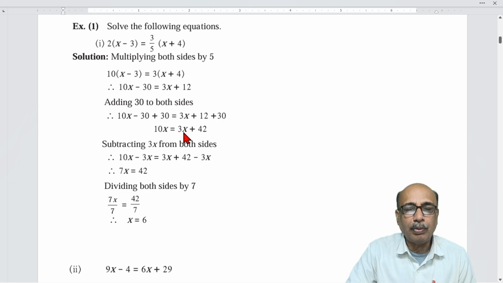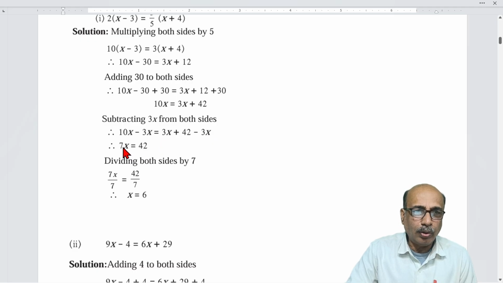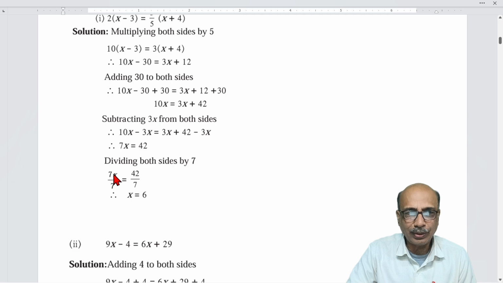Now subtracting 3x from both the sides. We want all the variable terms on one side and non-variable terms on another side. So 10x minus 3x here will become 7x, plus 3x minus 3x will become 0, plus 42 as it is, as we are subtracting 3x from both the sides. Simplify it. Now 7x equals 42. So dividing both sides by 7. So 7x upon 7, 7 will get cancelled. What is left is x only. 42 upon 7 will become 6. Easy.